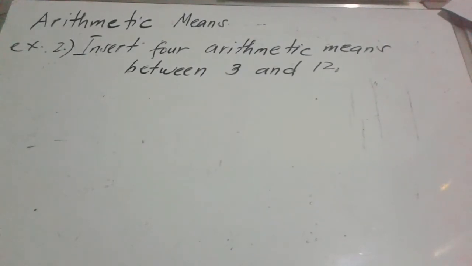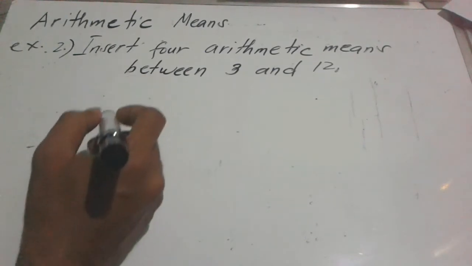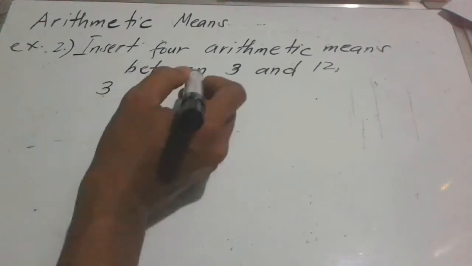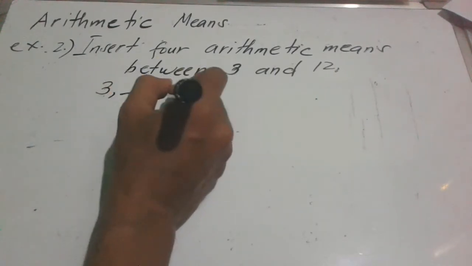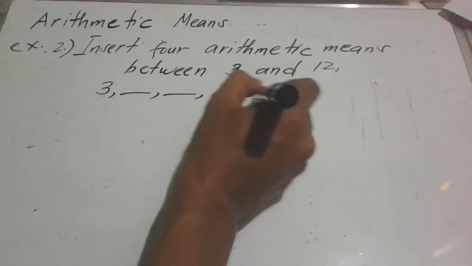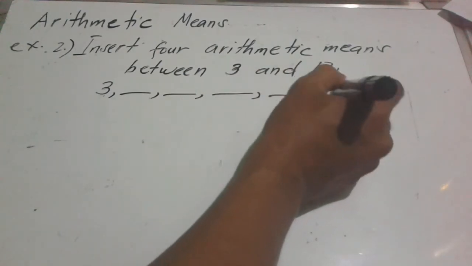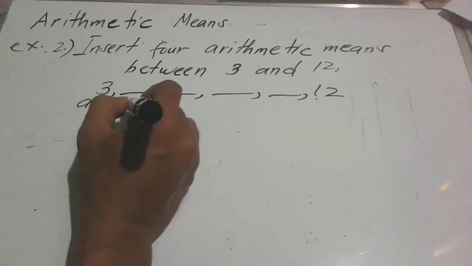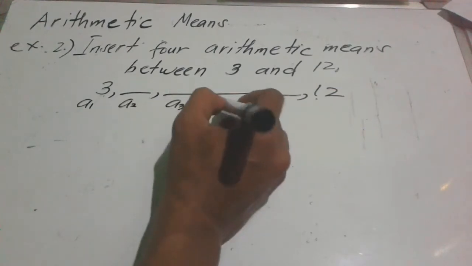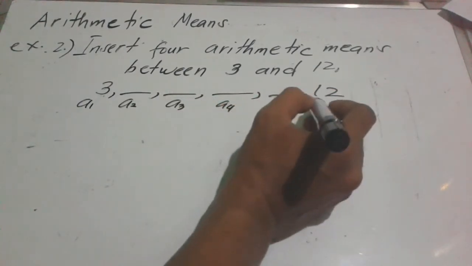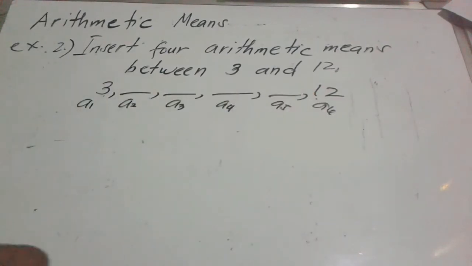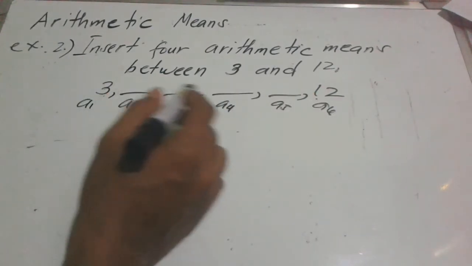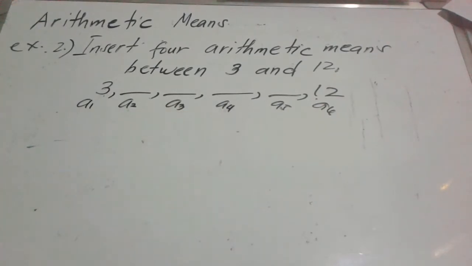Insert 4 arithmetic means between 3 and 12. So, 4 arithmetic means between 3 and 12. We can illustrate this. We have 3, our first term, then 1, 2, 3, 4 terms, and 12. This means a sub 1, a sub 2, a sub 3, a sub 4, a sub 5, a sub 6. We are looking for four terms: a sub 2, a sub 3, a sub 4, and a sub 5.